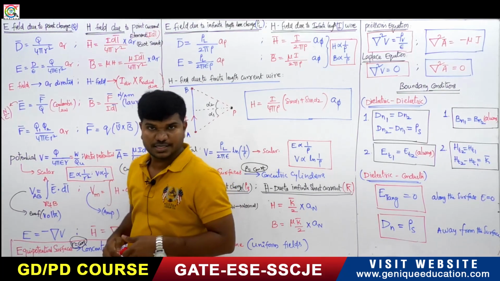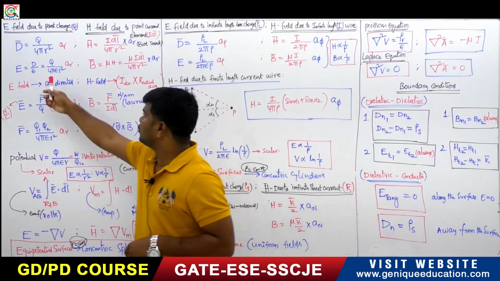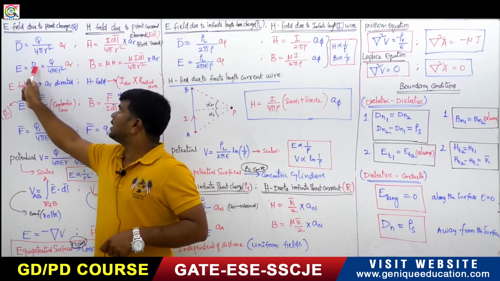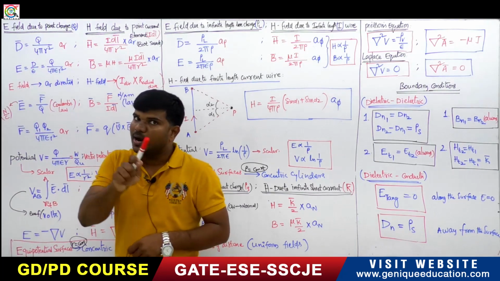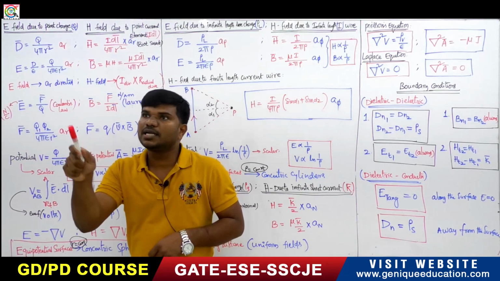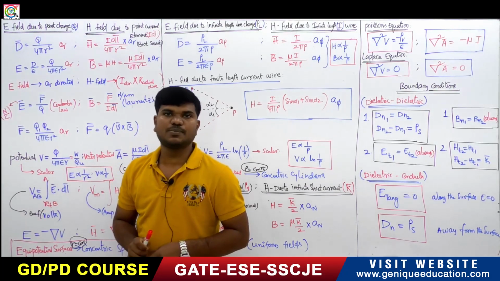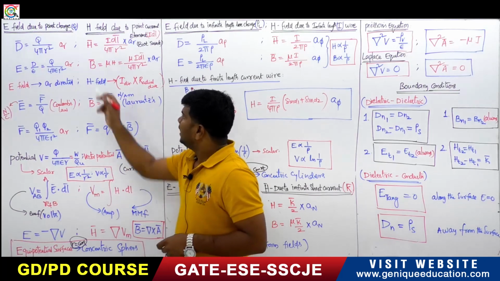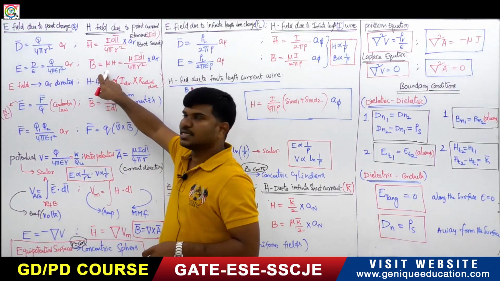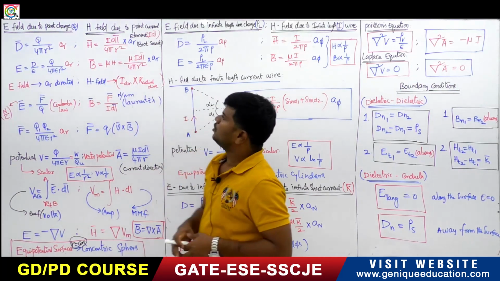That is the point you have to understand. E is inversely proportional to epsilon. Generally we will write D is equal to epsilon E, but E is dependent on epsilon, not D is dependent on epsilon. That is the point you have to understand. Here B is equal to mu H. It is correct only. Okay, B is equal to mu H.